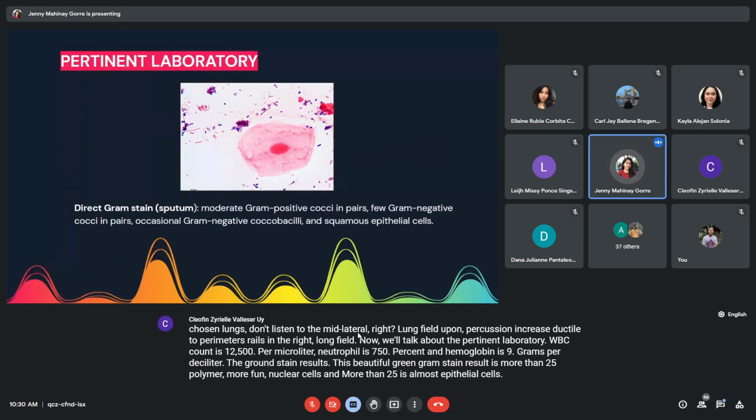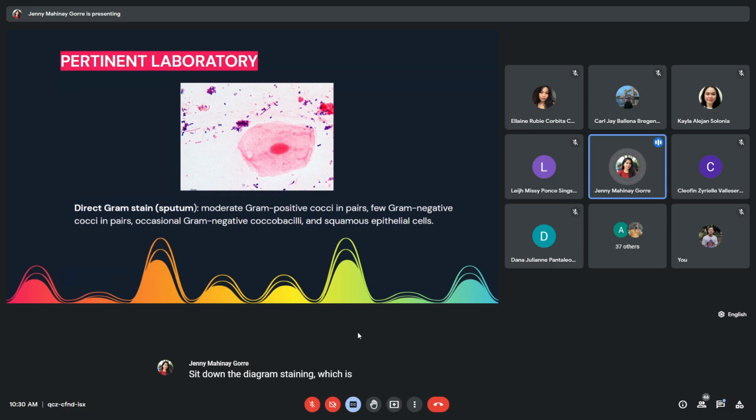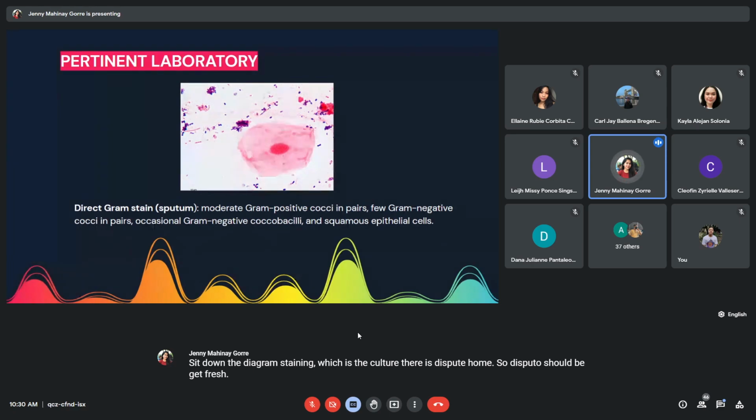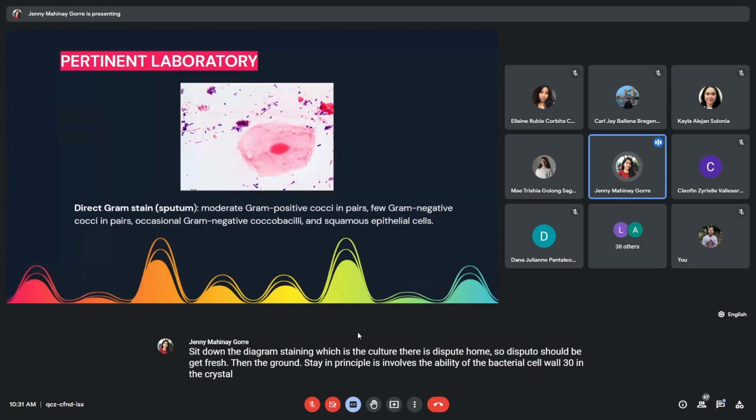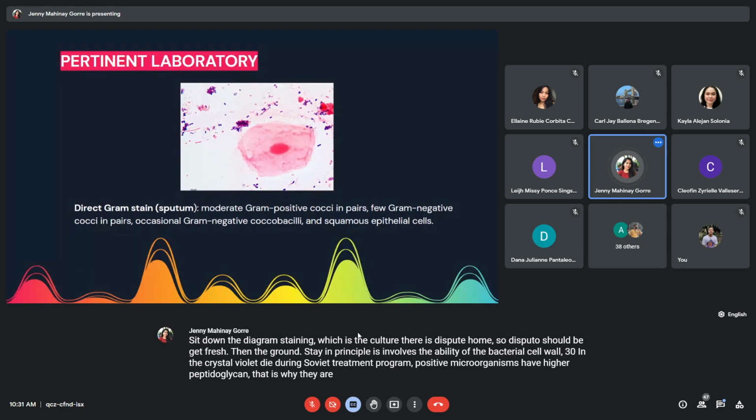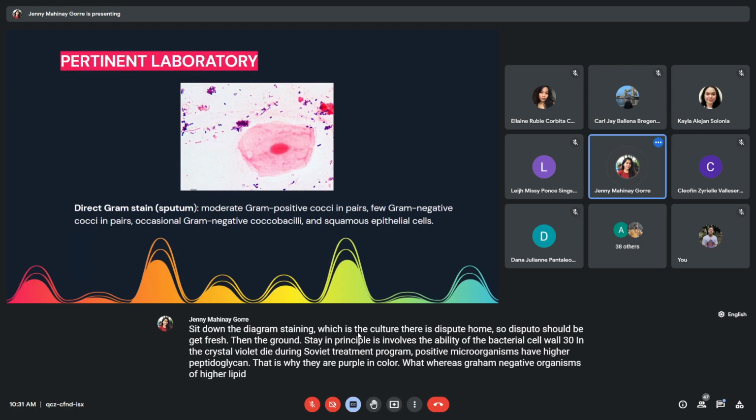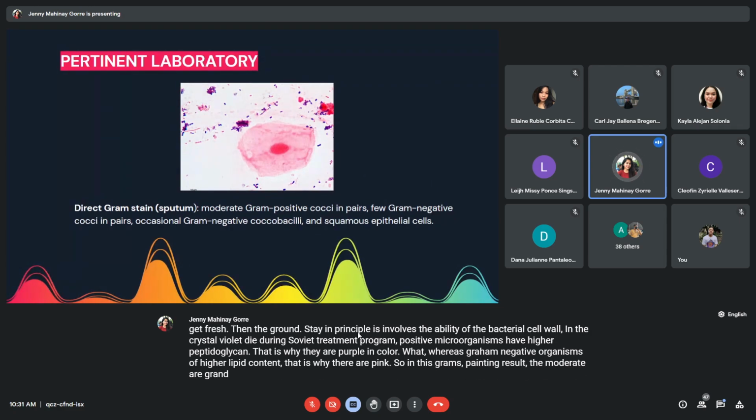For the direct gram staining, the culture is the sputum, so the sputum should be fresh. The gram stain principle involves the ability of the bacterial cell wall to retain the crystal violet dye during solvent treatment. Gram-positive microorganisms have higher peptidoglycan, that is why they are purple in color, whereas gram-negative organisms have higher lipid content, that is why they are pink. So in this gram staining result, the organisms are gram-positive cocci in pairs.